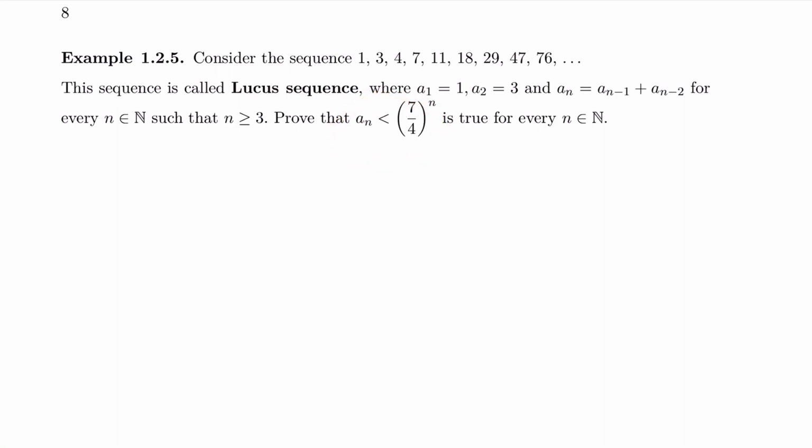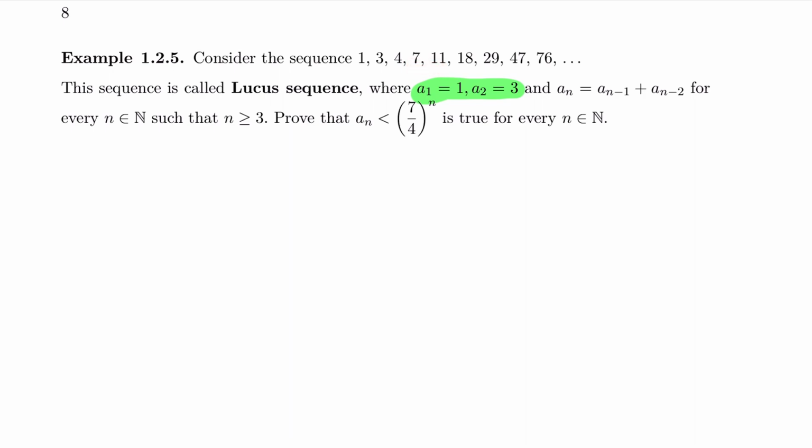So consider this sequence: 1, 3, 4, 7, 11, 18, 29, 47, and 76. As we can see, the first two terms of the sequence are given, and the next term is the sum of the two previous terms. 4 is obtained by 1 plus 3. The next term is 7, which is obtained by 3 plus 4. 11 is obtained by 4 plus 7. 18 is obtained by 7 plus 11, and so on.